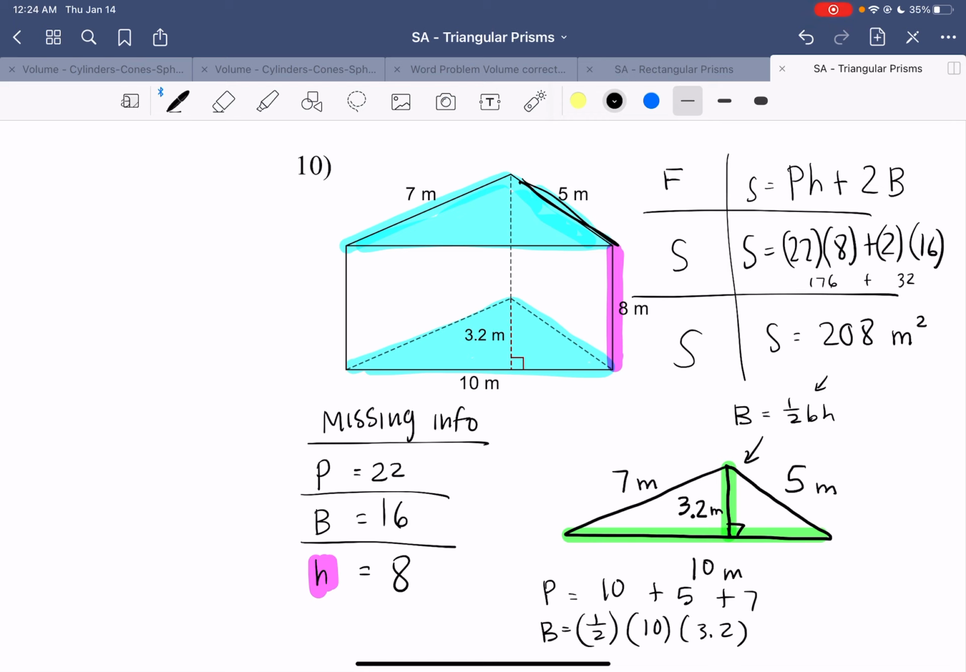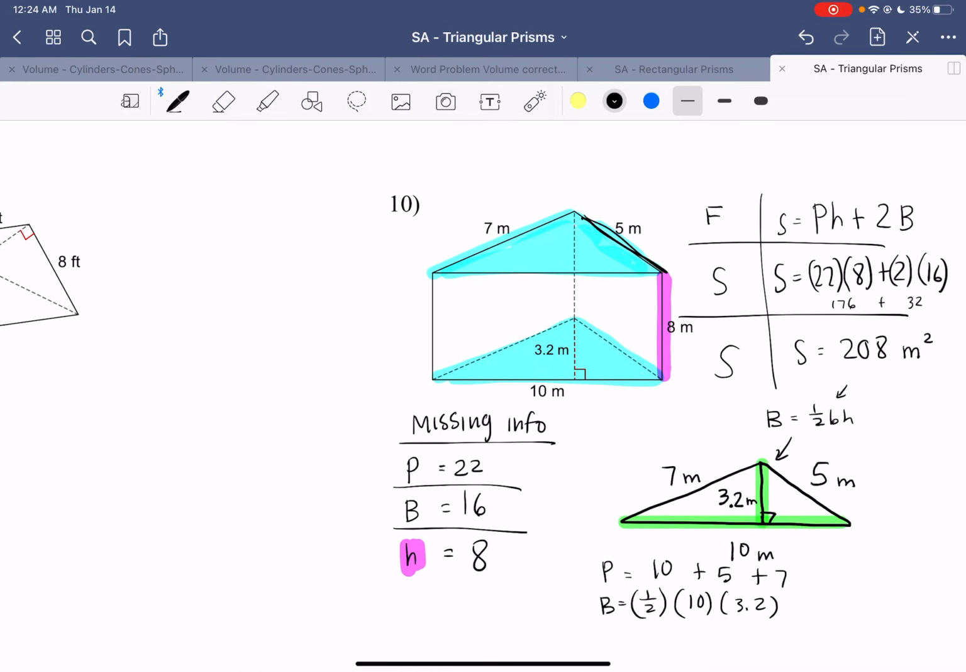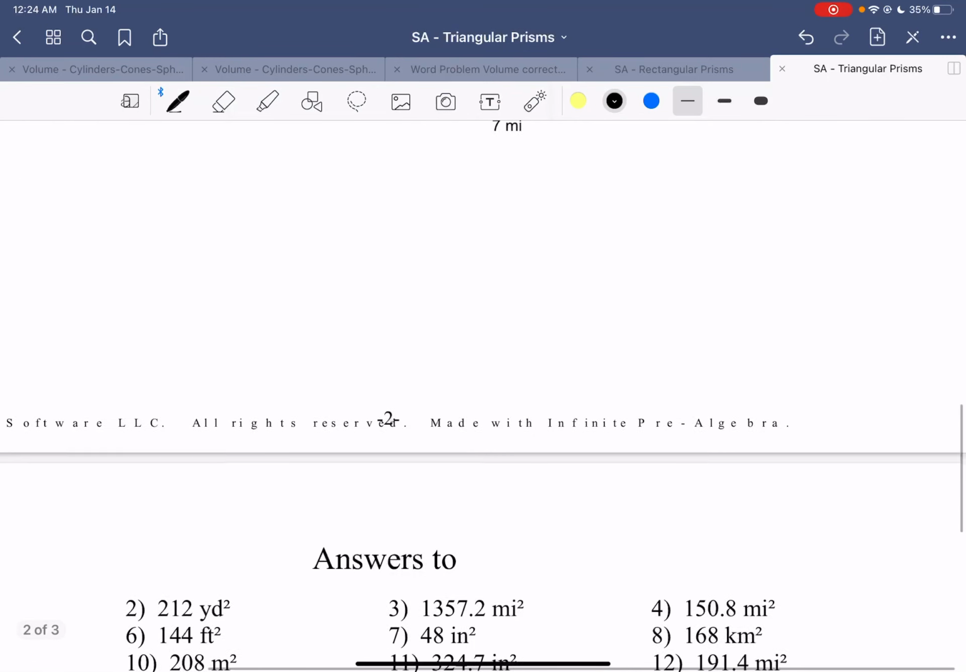And there are two looks at triangular prisms. Let me check my answer before I turn this off. Number 10, 208. All right, 208 meters squared.